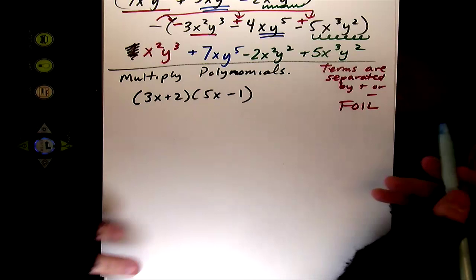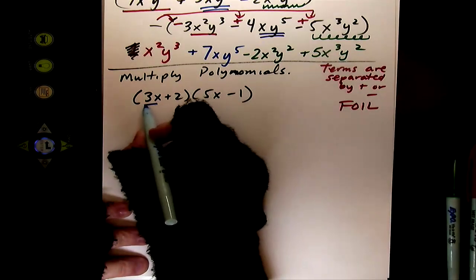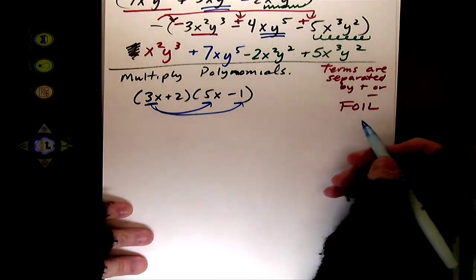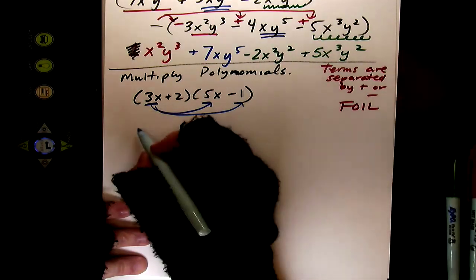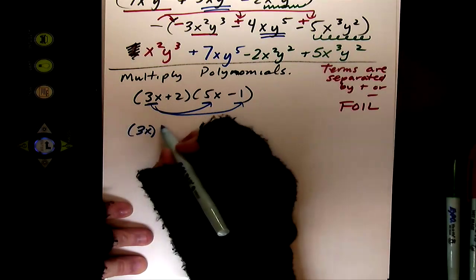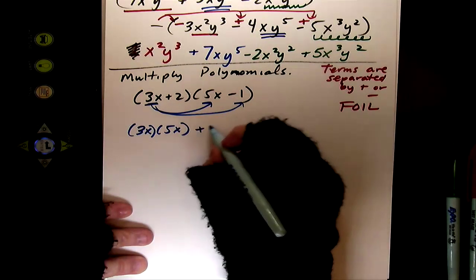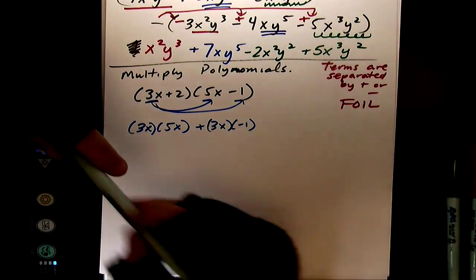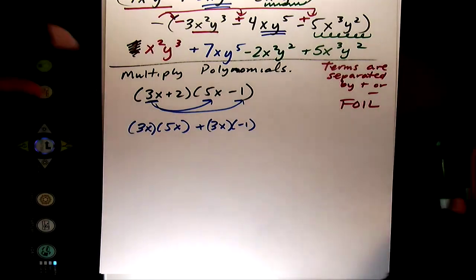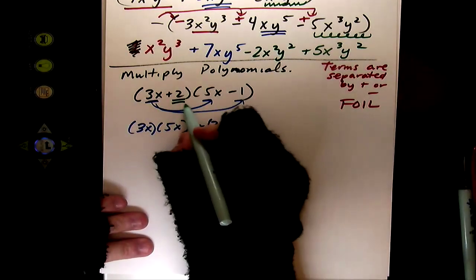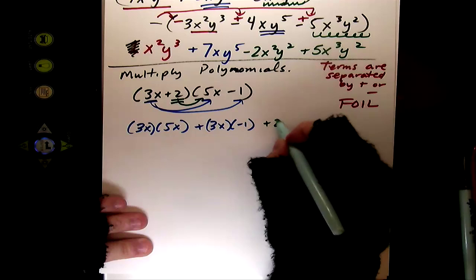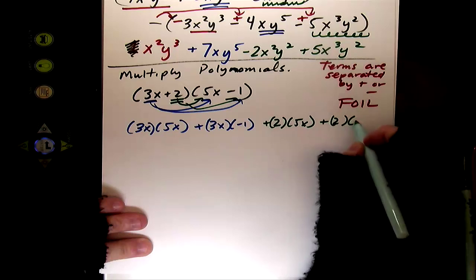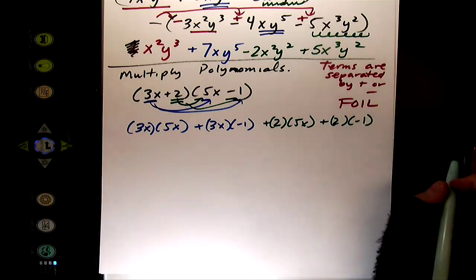The real thing you want to do is start with one term in the first parentheses and multiply it by everything in the second parentheses. So I'm actually going to spell it out here. I get 3x times 5x plus 3x times -1. Then I'm going to do the same thing with the 2. The 2 will hit the 5x, and then the 2 will hit the -1. And that is the last time I will write out the full line like that.